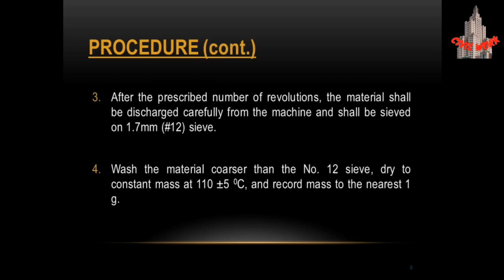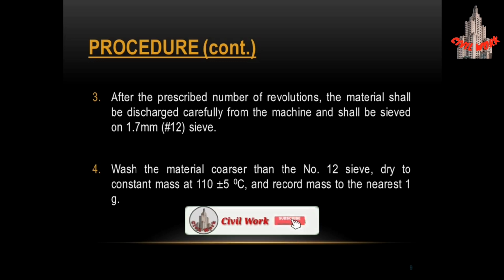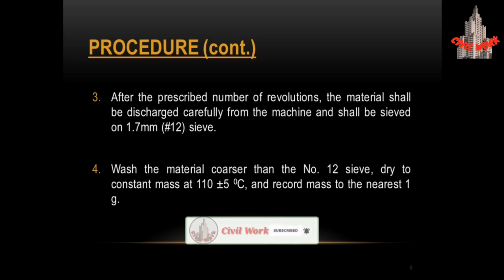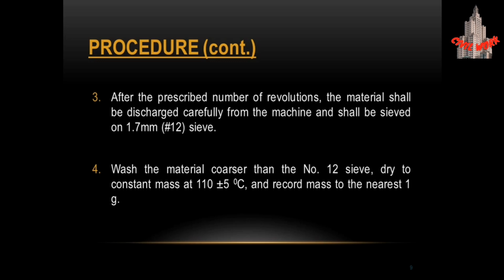Moving further, we have point number 3. After the prescribed number of revolutions, the material shall be discharged carefully from the machine and shall be sieved on 1.7 millimeter, which is generally number 12 sieve. Then point number 4, we have to wash the material coarser than sieve number 12, dry to constant mass at 110 degrees plus minus 5 degrees centigrade, and record mass to the nearest 1 gram.